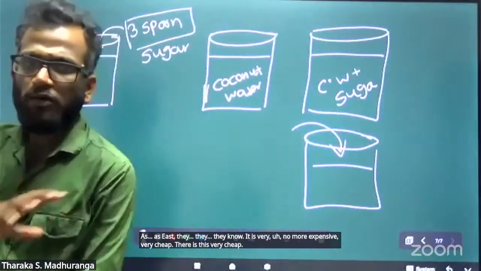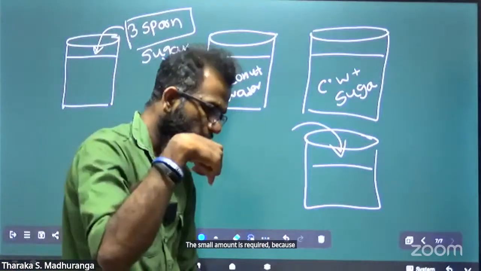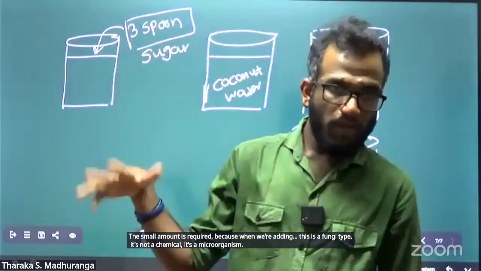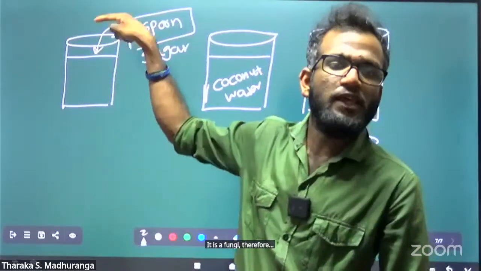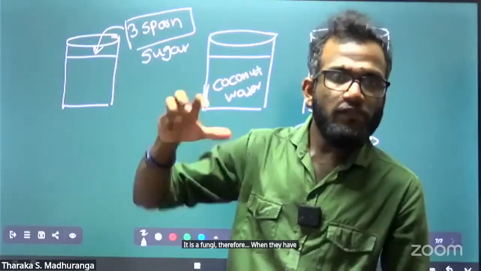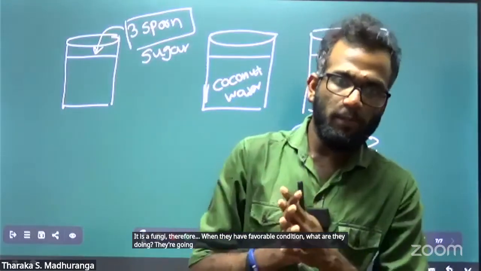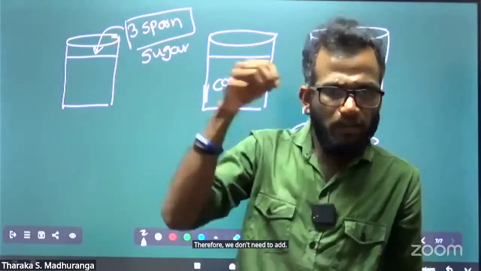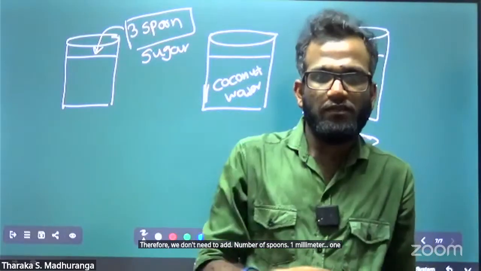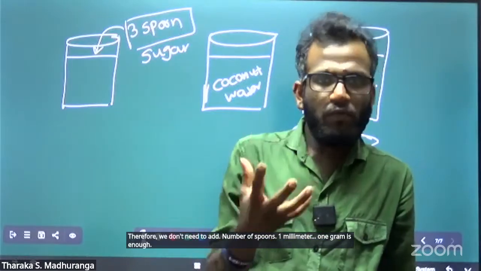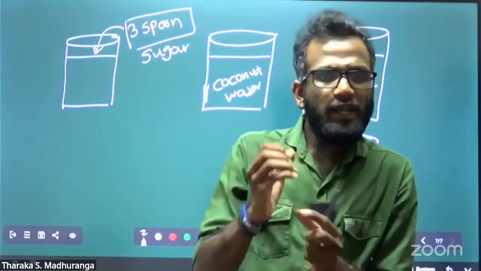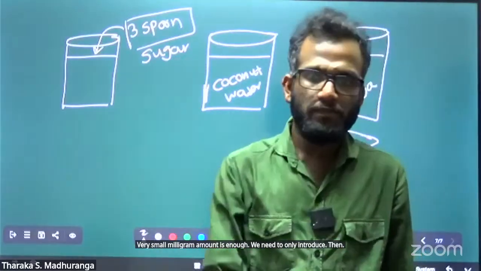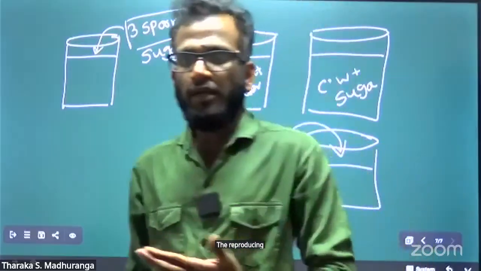Only a small amount is required, because this is a fungus, not a chemical, it's a microorganism. When they have favorable conditions, they grow and reproduce rapidly. Therefore, we don't need to add a number of spoons. 1 gram is enough, even a very small milligram amount. We only need to introduce it, then they do their job, reproducing and increasing their population.